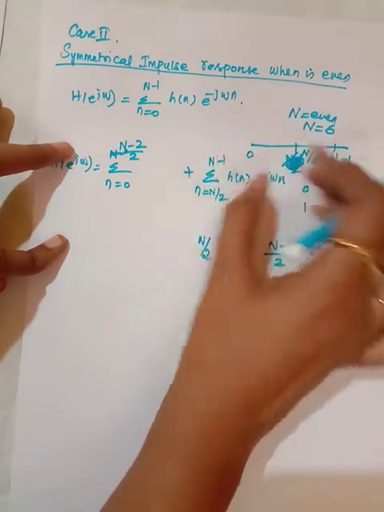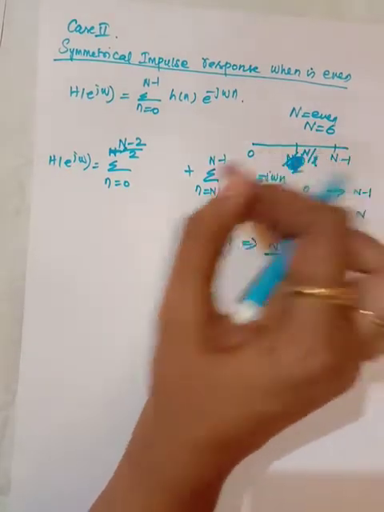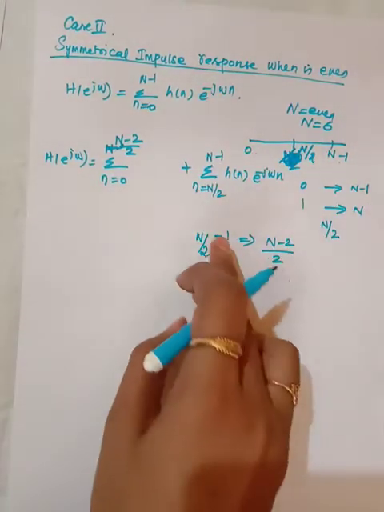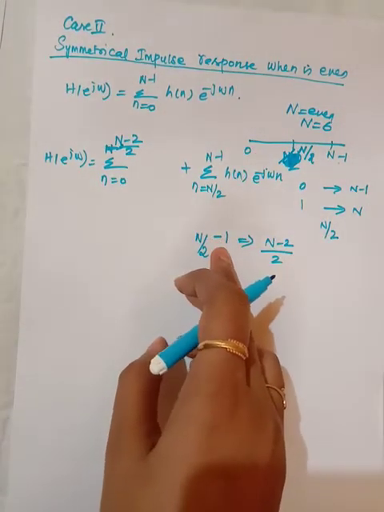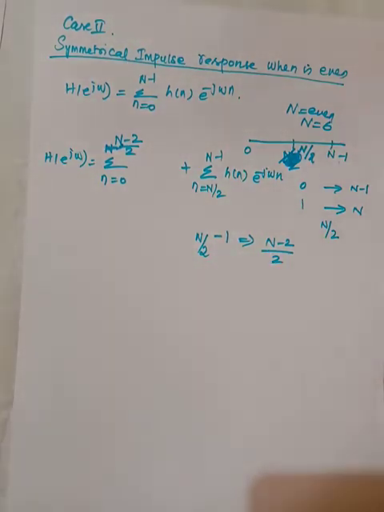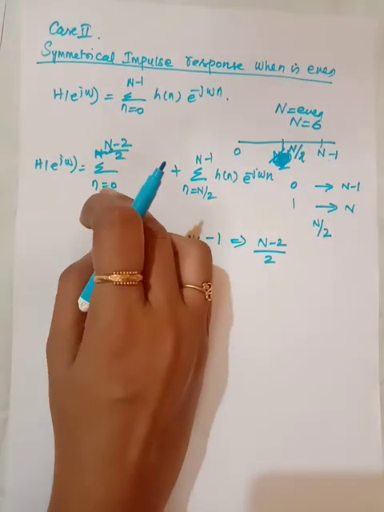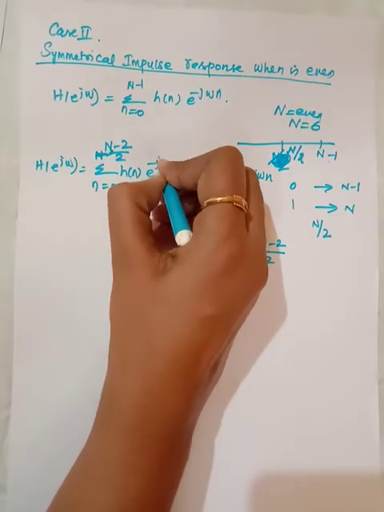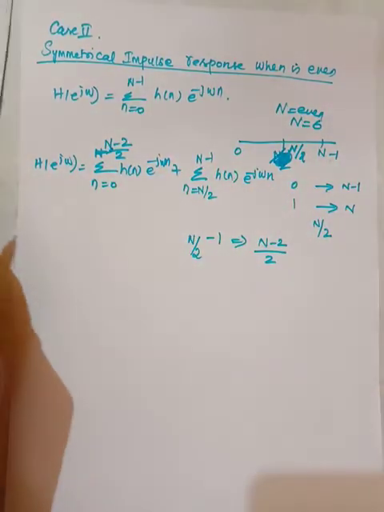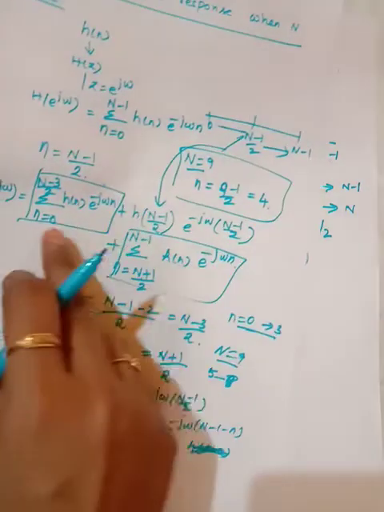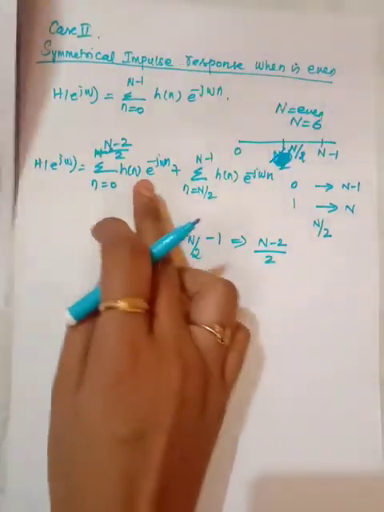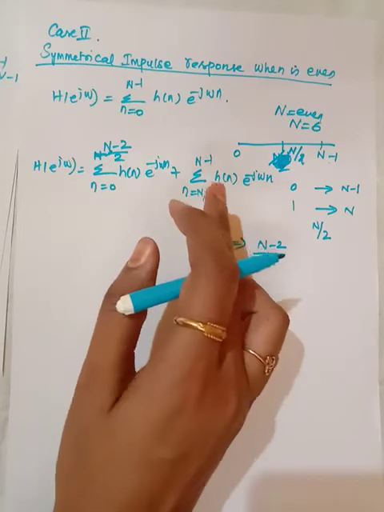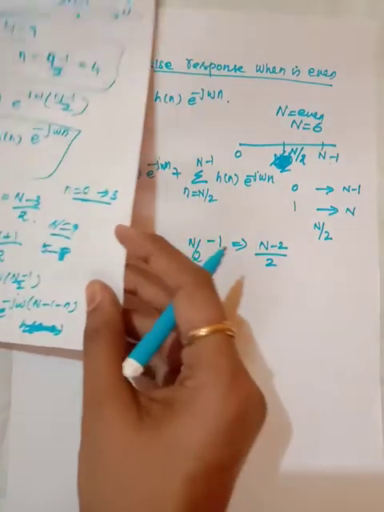So n by 2 to n minus 1 I have taken, and here previous value I am going to put minus 1. So n minus 2 by 2. Okay, so here I have changed 0 to n minus 2 by 2 h of n e power minus j omega n. Now here instead of 3 summations for odd, I am having 2 summations for even. The remaining steps are all the same.